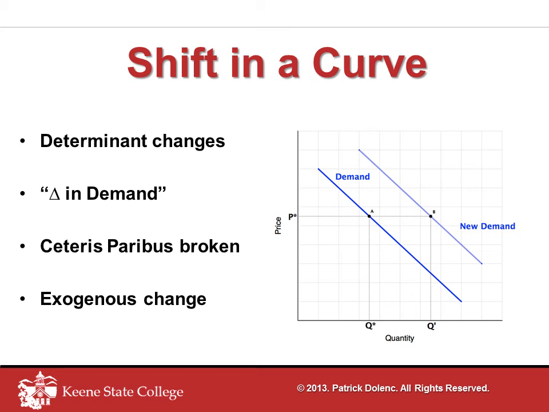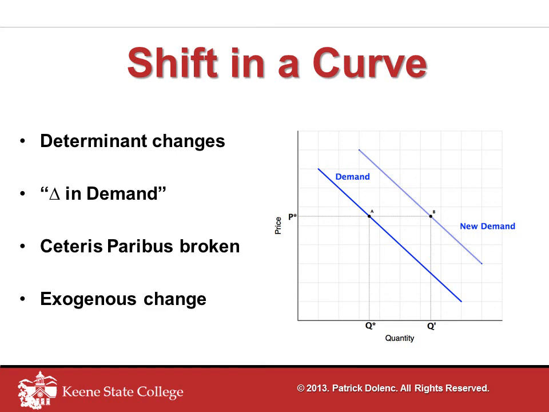Notice also that the underlying relationship between price and quantity, the so-called law of demand, that as prices fall, quantity demanded goes up, notice that that is preserved. It's still intact. It's just because one of the determinants has changed, the demand curve itself has to move.